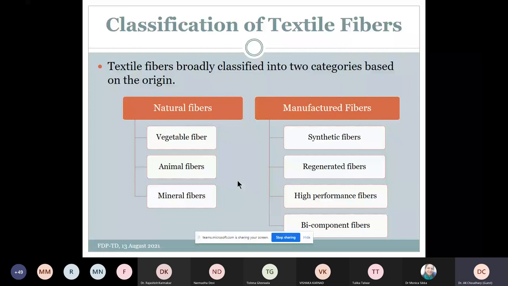So natural fibers we just get from nature, either from vegetable sources, or from natural animal sources, or from mineral sources. And at the same time, man-made fibers means manufactured fibers, that is synthetic fibers, you can say, then regenerated fibers. Normally synthetic fibers are derived from caprolactam, from petroleum crude oils. These are the byproducts of all petroleum processing industries, such as refining industries and other industries.